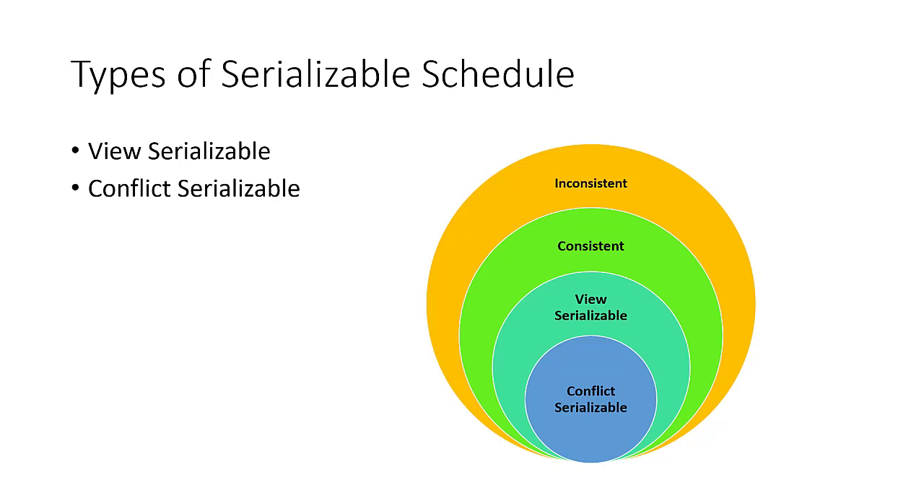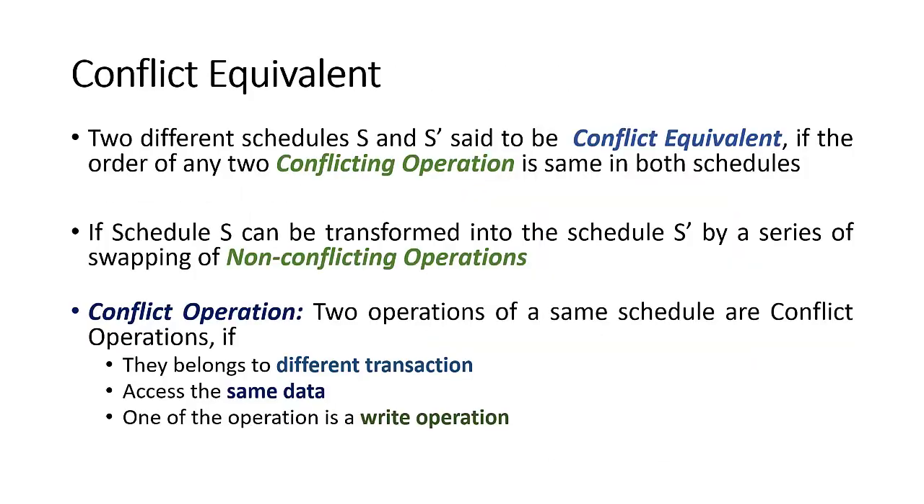So, what do we understand by a conflict serializable schedule? Before going to that, we need to understand the idea of conflict equivalence. Two schedules S and S bar are said to be conflict equivalent if the order of any two conflicting operations is the same in both of the schedules. If a schedule S can be transformed into the schedule S bar by a series of swapping of non-conflicting operations, then they are equivalent.